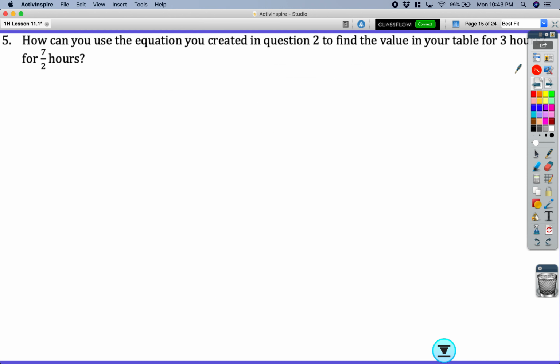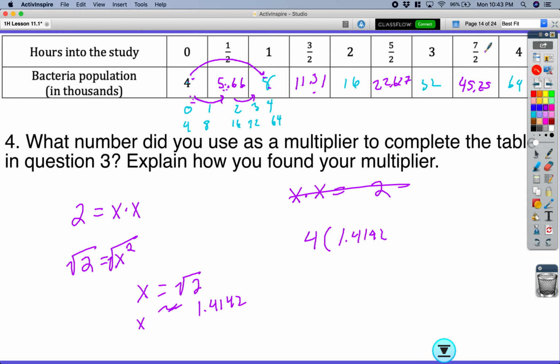So it says, what number did you use as a multiplier to complete the table in question 3? Explain how you found your multiplier. All right, so once again, if I looked at my original table, I only multiplied from 4 to 8 by 2. From 8 to 16, I multiplied it by 2. From 16 to 32, the same. Since I have these additional blanks here, I needed to multiply the 4 by the multiplier twice in order to get to 8.